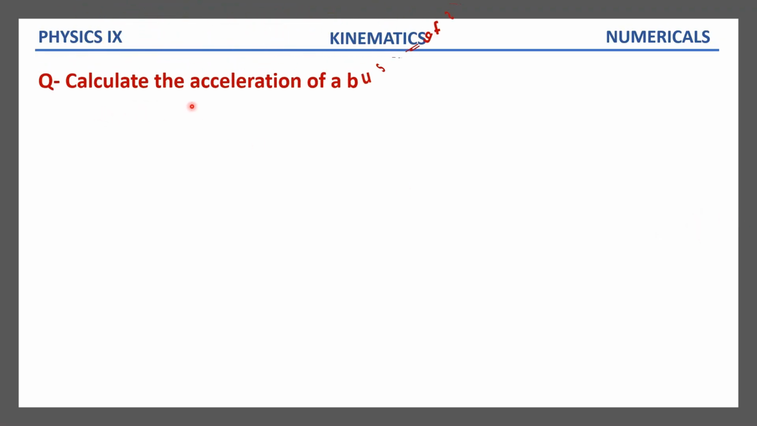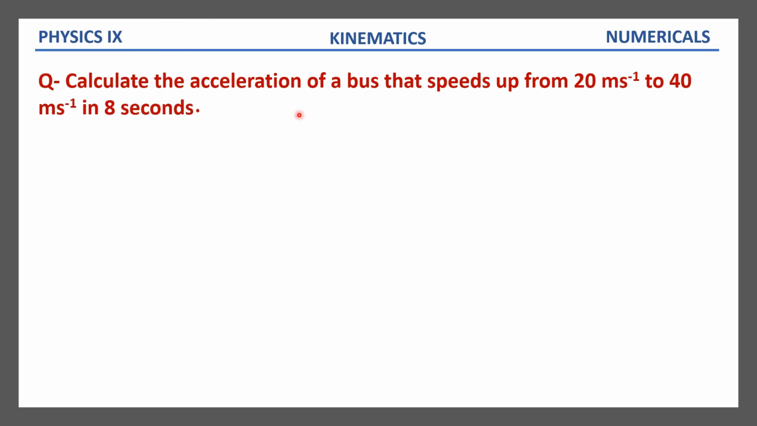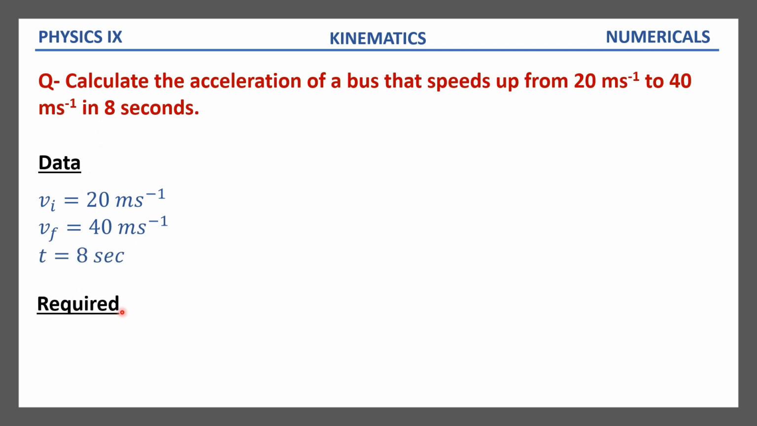Calculate the acceleration of a bus that speeds up from 20 meters per second to 40 meters per second in 8 seconds. First, we have to find data. As mentioned in the question, initial velocity is 20 meters per second. Final velocity is 40 meters per second. And the time taken by the bus is 8 seconds. We have to find the acceleration of the bus.